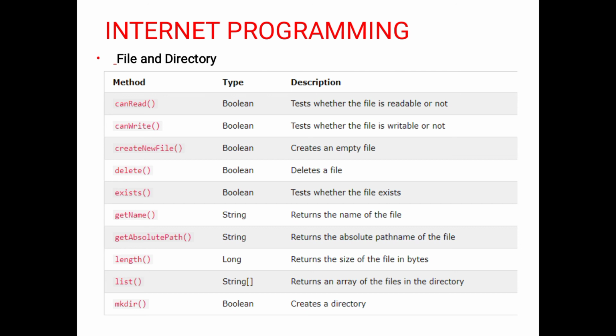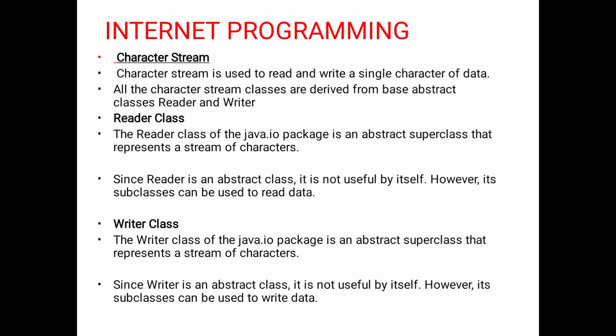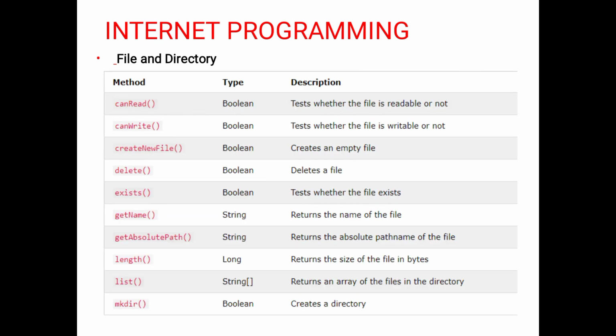And the next one is canWrite, the same, it tests whether the file is writable or not, whether it is readable or writable. That is the concept. The next one is createNewFile. Using this method you can create an empty file, okay? And the next one is delete. If I want to delete a file in our directory, we can use this method, that is called delete.